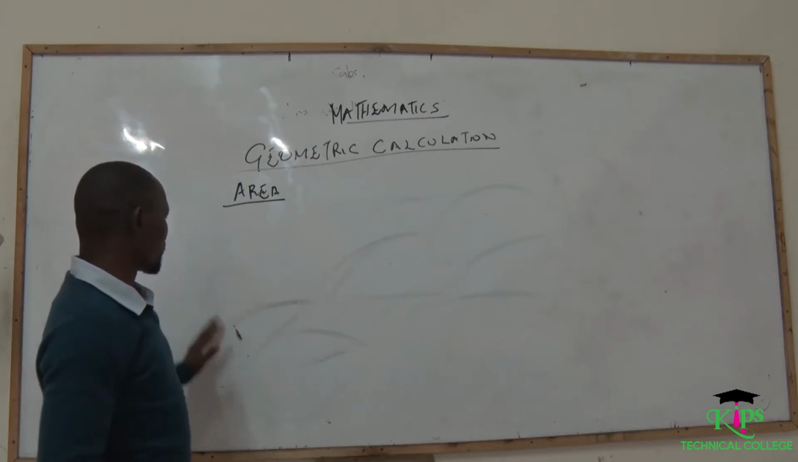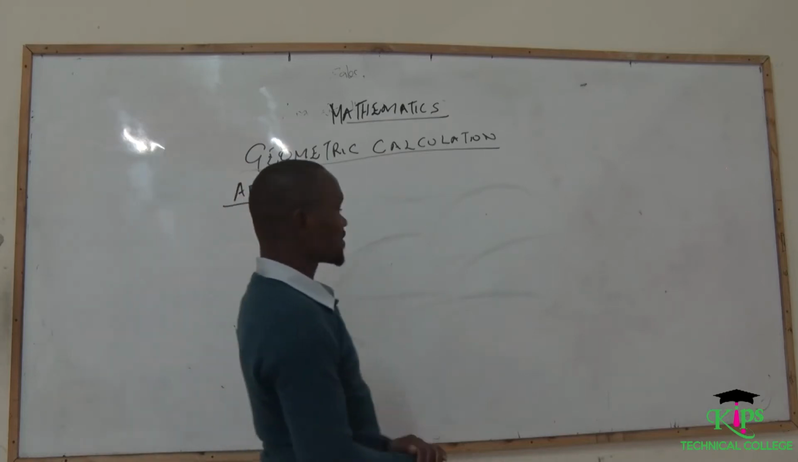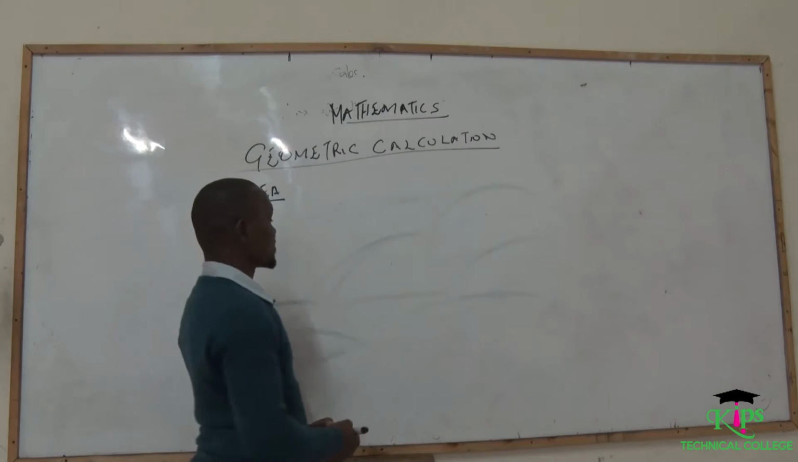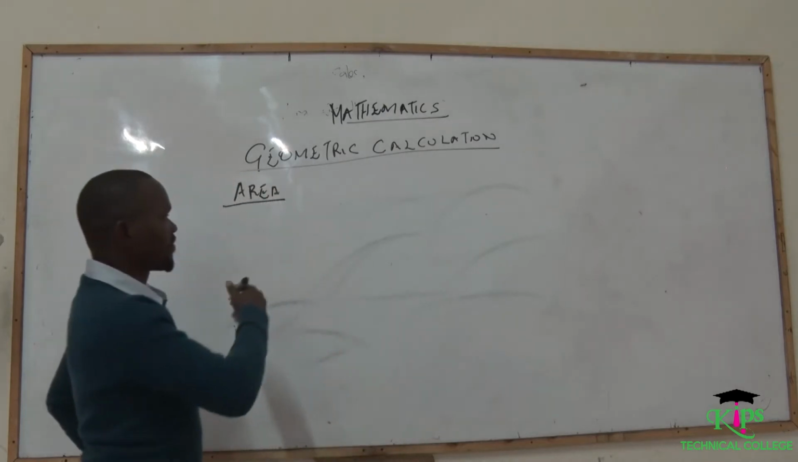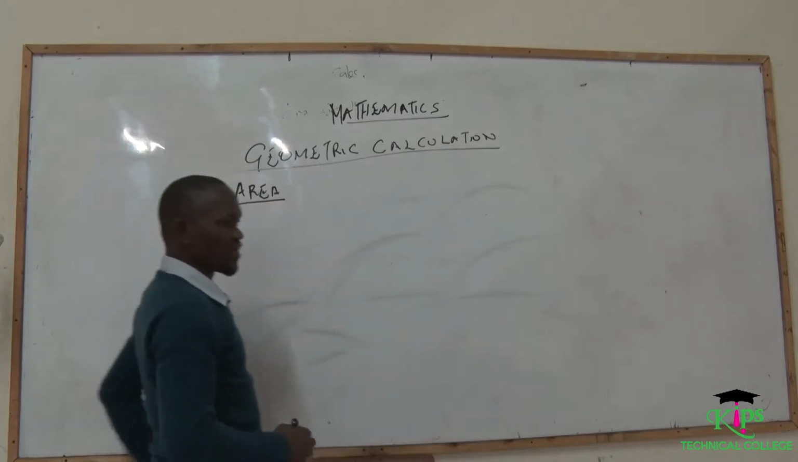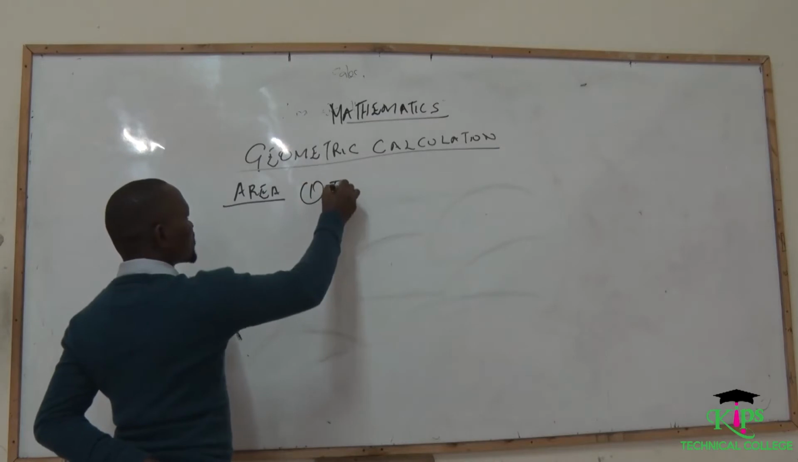So we want to continue from the area, then we go to volume of different figures. We only have to calculate the area of solids. So first of all, before we go to solids, we have to calculate the area of regular shapes. Let's start from the area of triangle.